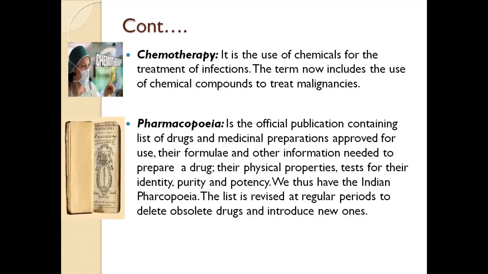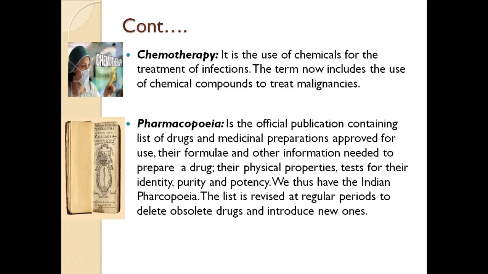Chemotherapy. It is the use of chemicals for the treatment of infections. The term now includes the use of chemical compounds to treat malignancies. So here malignancies means tumors which are spreading all over the body. So to treat that we use some chemical compounds. It could be in the form of tablets or injection forms, and that is known as chemotherapy.